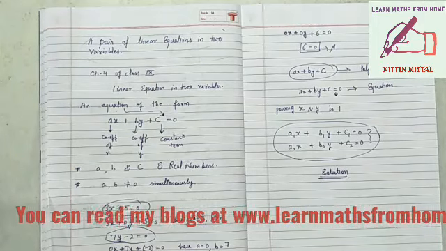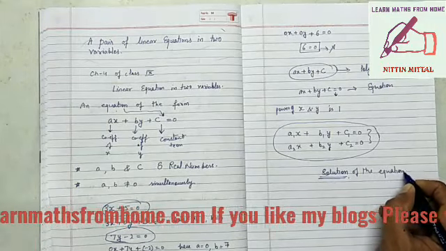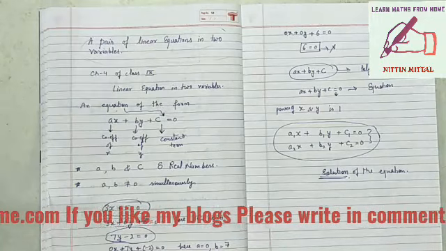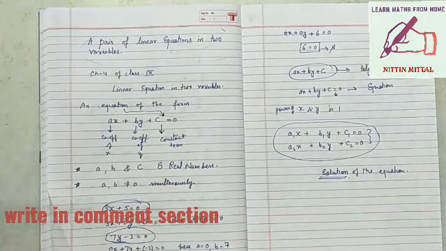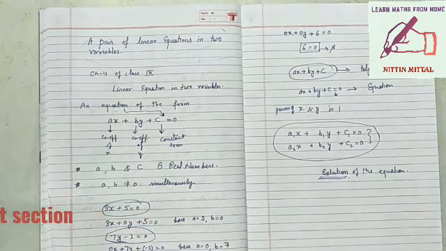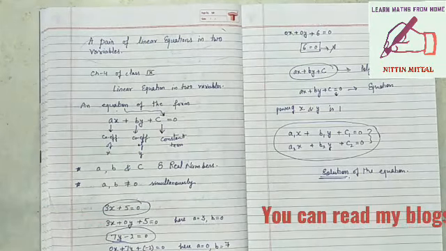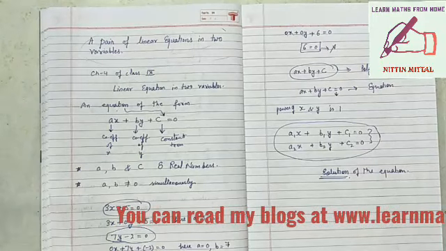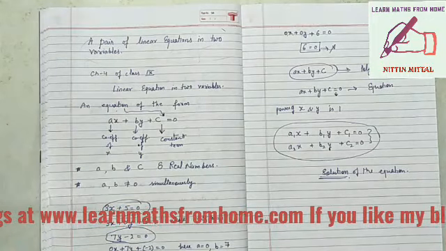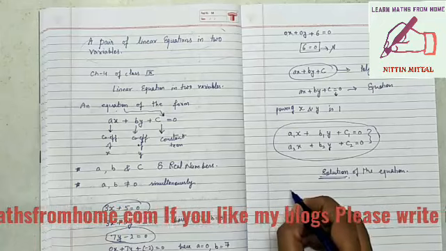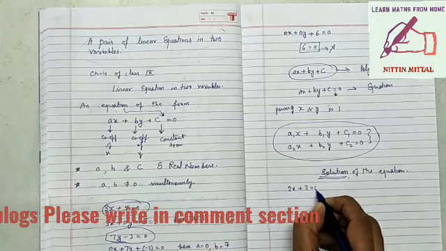Now solution of the equation, right? Solution of the equation means that value of variable which satisfies the equation. Means by putting that value of variable, if the left hand side of the equation becomes equal to the right hand side, then we say that the value of the variable is the solution of the equation. For example, say 2x plus 3 equal to 0.